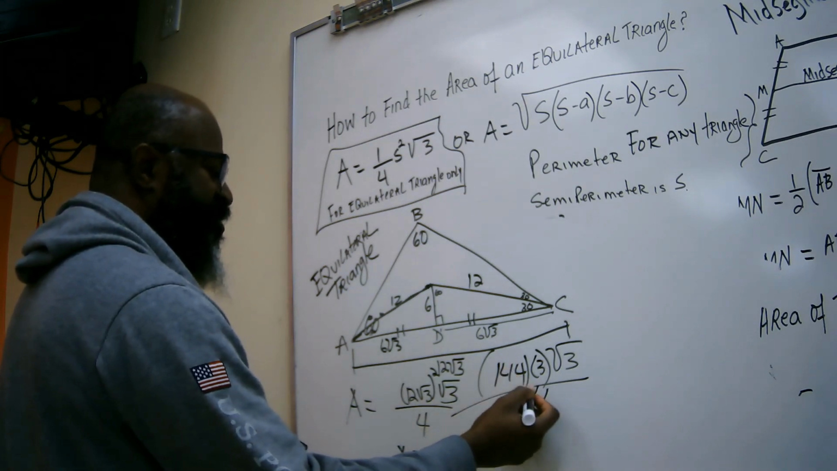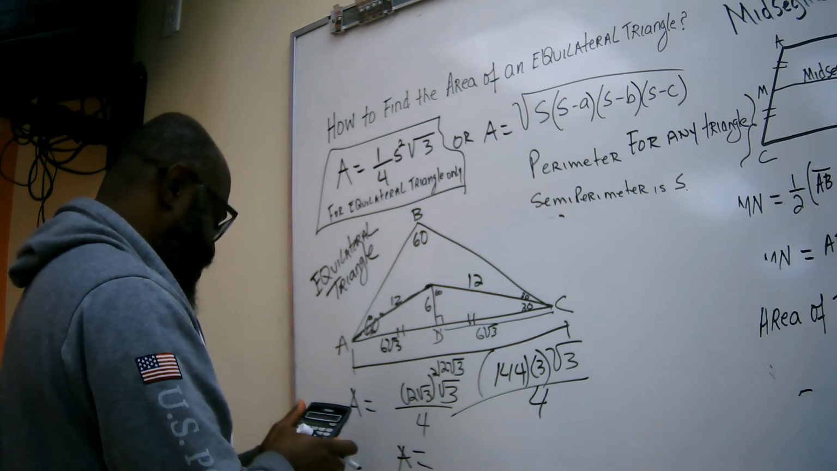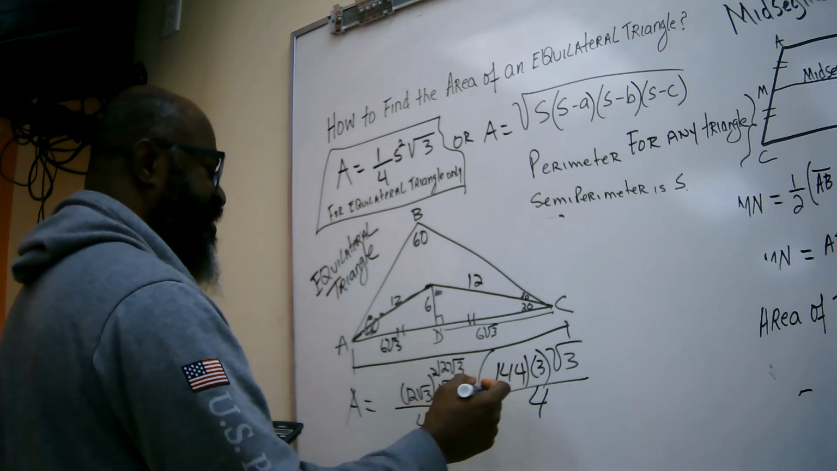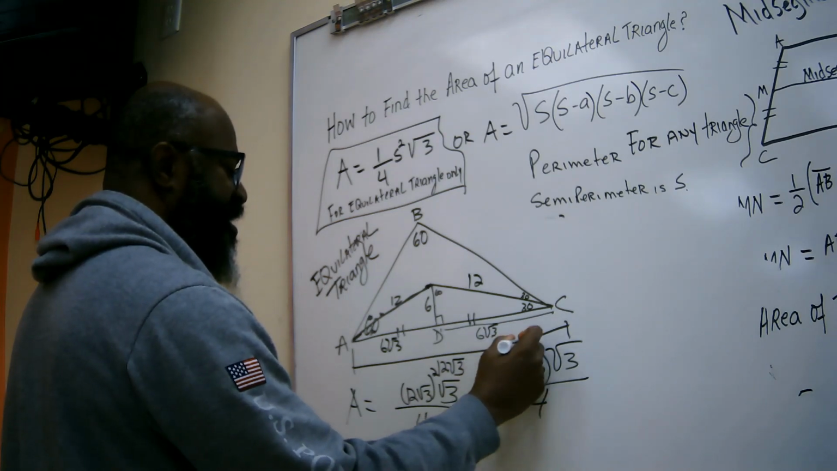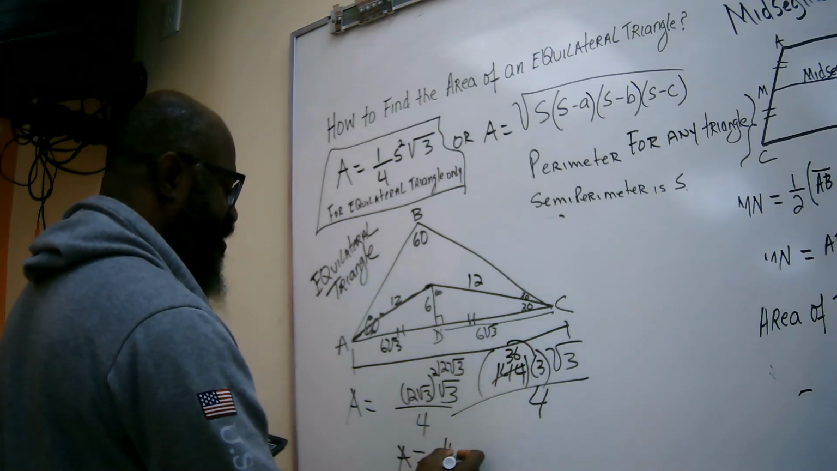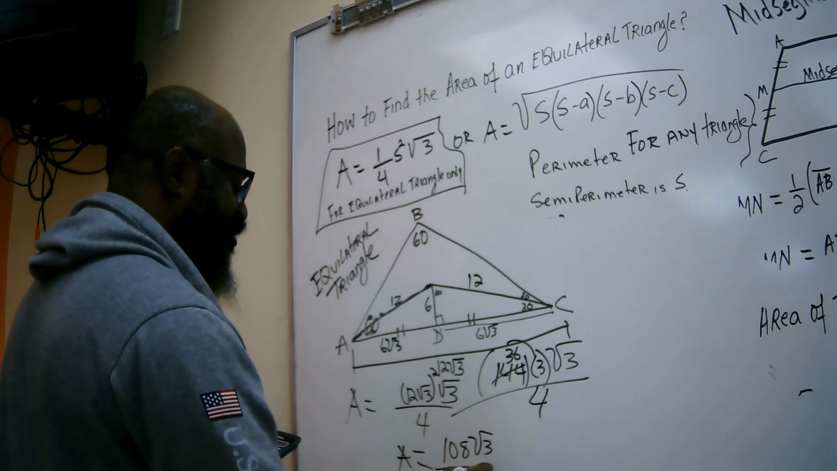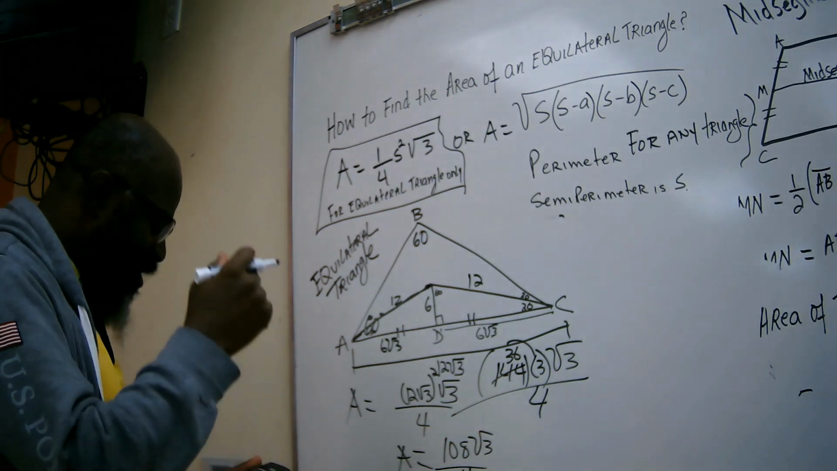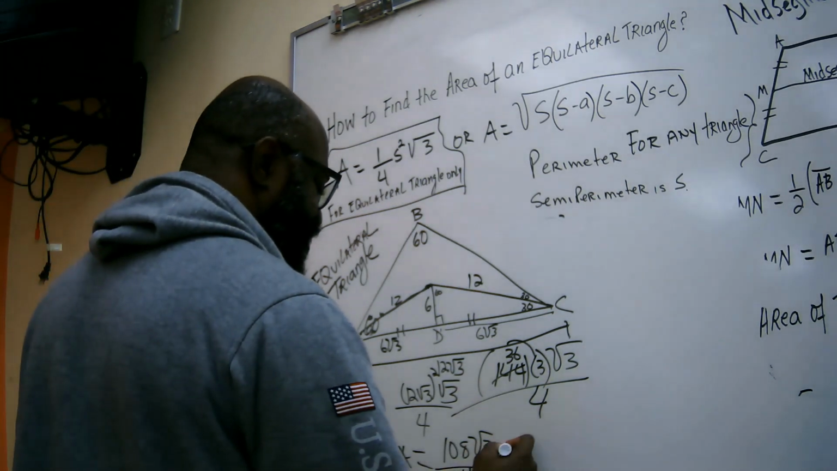As you can see, 144 should be able to divide by 4. That's 36. Then 36 times 3 is 108. I'll give you 108 square root of 3 over 4. That's your area, and this must be expressed in square units.